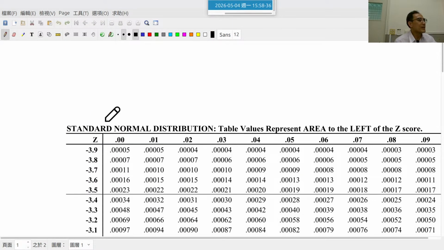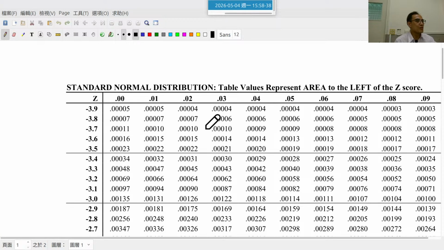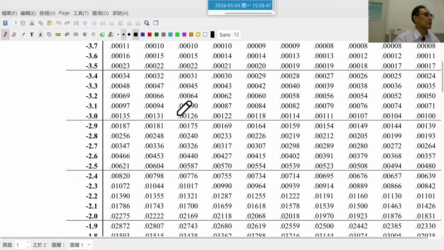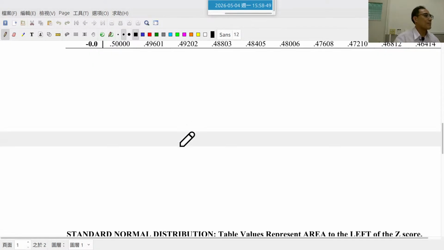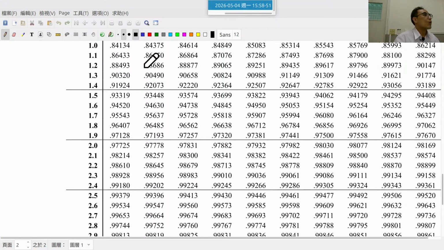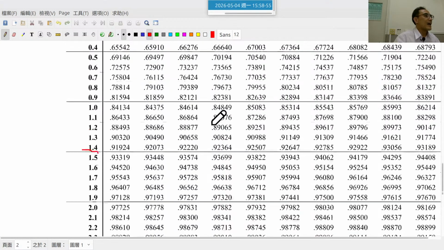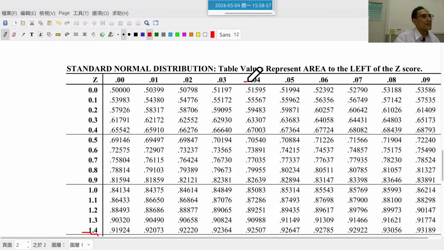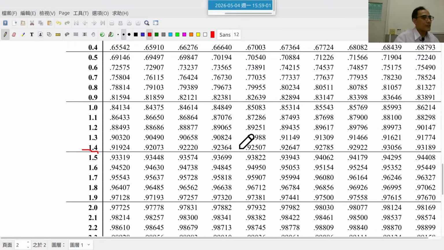Again, do you remember the standard normal distribution? In this table, the table value represents the area to the left of the z-score. And now we want to know the number 1.4. 1.4 is here, and the second decimal is here. Let's check, the answer should be here.